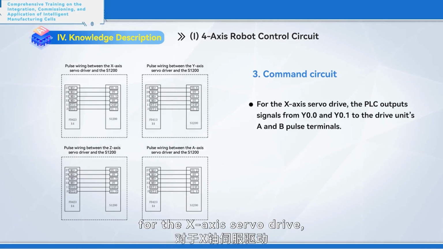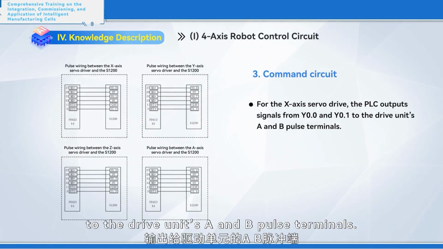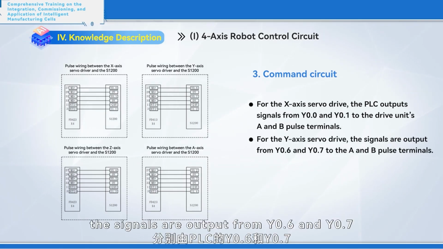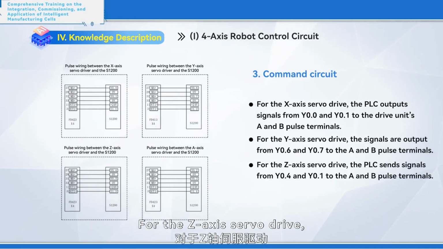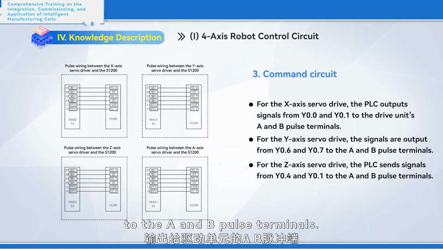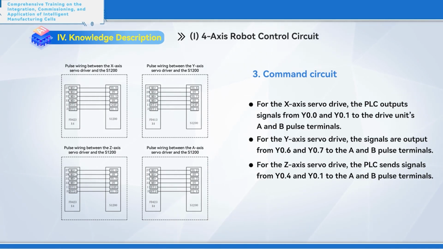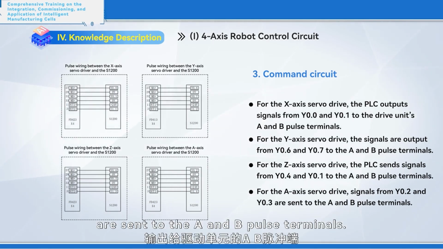As shown in the diagram, for the X-axis servo drive, the PLC outputs signals from Y0.0 and Y0.1 to the drive unit's A and B pulse terminals. For the Y-axis servo drive, the signals are output from Y0.6 and Y0.7 to the A and B pulse terminals. For the Z-axis servo drive, the PLC sends signals from Y0.4 and Y0.1 to the A and B pulse terminals. For the A-axis servo drive, signals from Y0.2 and Y0.3 are sent to the A and B pulse terminals.